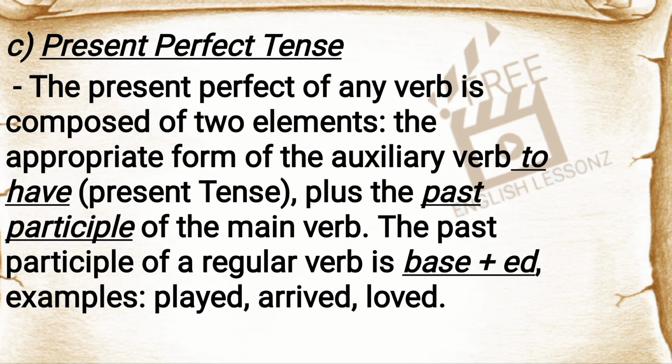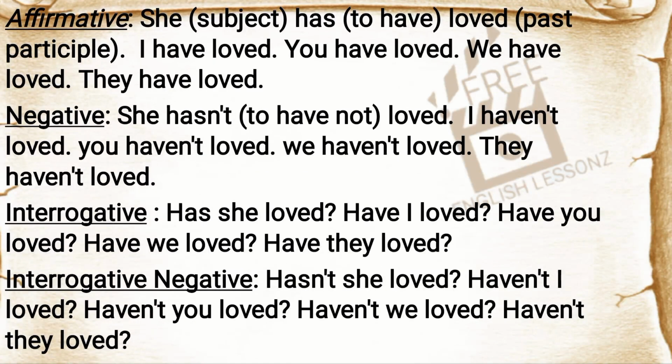C. Present perfect tense. The present perfect of any verb is composed of 2 elements: the appropriate form of the auxiliary verb to have, present tense, plus the past participle of the main verb. The past participle of a regular verb is base plus ed. Examples: played, arrived, loved. Affirmative: she, subject, has, to have, loved, past participle.